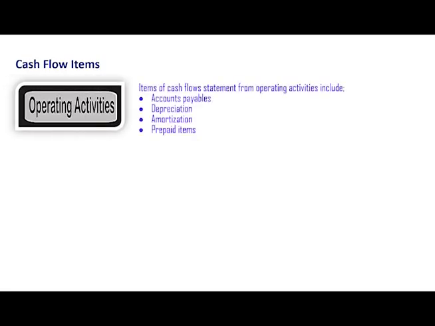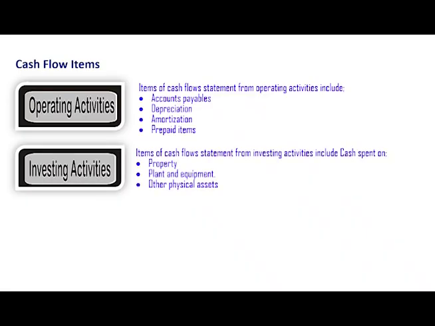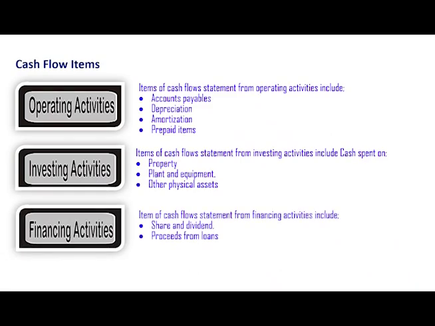The cash flow items. This shows the type of items you can find in the cash flow statement. Looking at the operating activities first, we have items that include accounts payable, depreciation, amortization, prepaid items. The next is in the investing activities. These include cash spent on property, plant and equipment, other physical assets. The final item on the list is what we find in the financing activities. They include share and dividend, proceeds from loans.